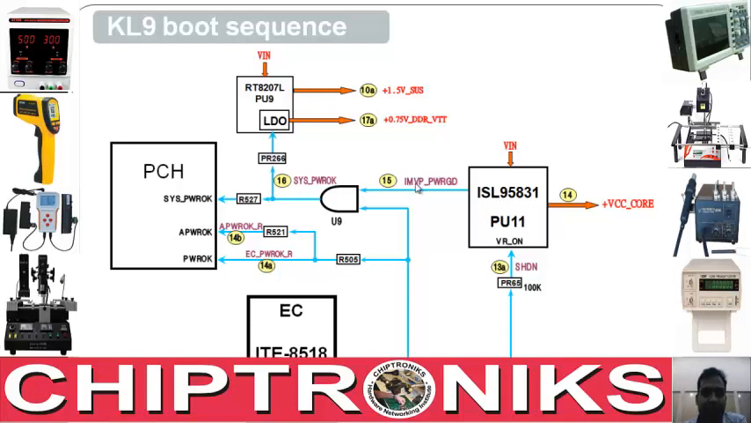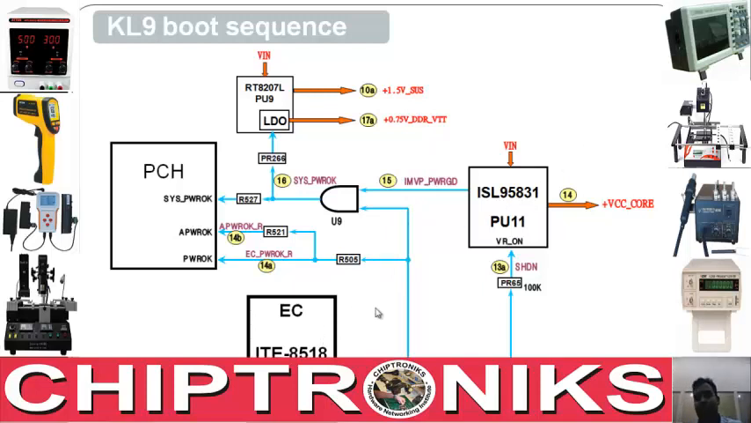So this IMVP power good and EC power okay are both ANDed together. Why is there an AND gate? Why not an OR gate? The AND gate is there in order to check that both of the signals are present. If you have an OR gate, then if any one is present, it will give output. But the AND gate is here to check the presence of both of these signals. Both of these signals means this is okay and this is also okay.